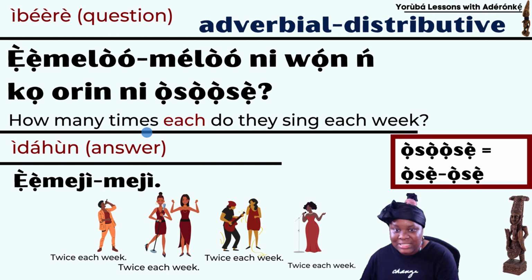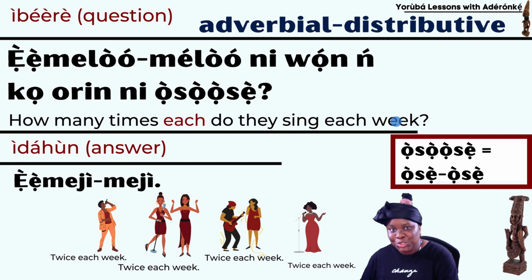So how many times each? Mélòó mélòó. How many times each do they sing? Ni wọ́n kọrin. Ní ọ̀sọ̀ọ̀sẹ̀, each week. Méjì méjì, two each. Ọ̀sọ̀ọ̀sẹ̀, each week, just ọ̀sẹ̀ duplicated.